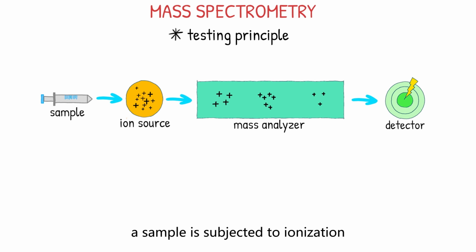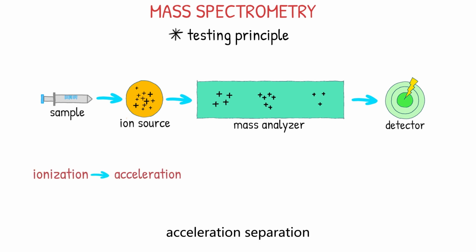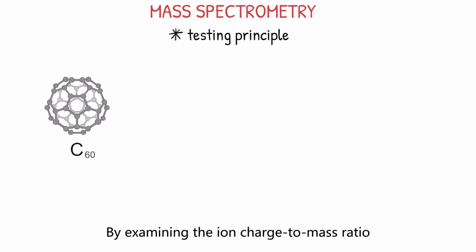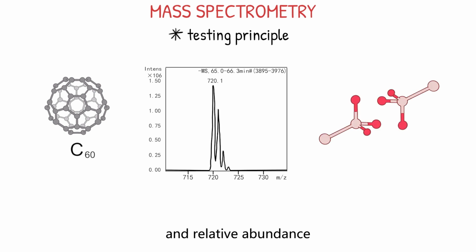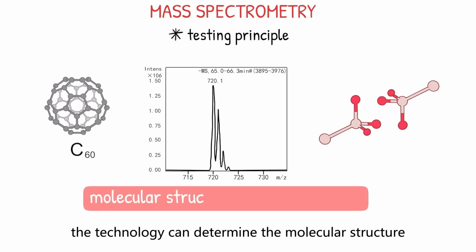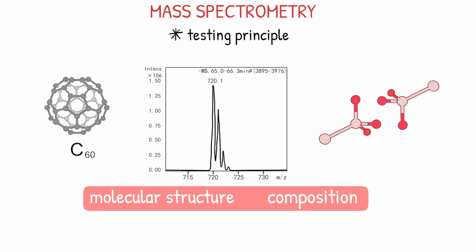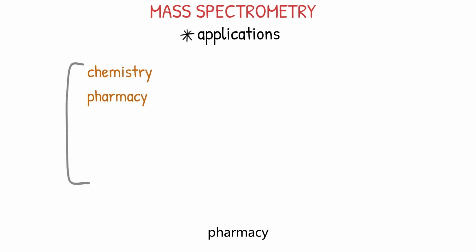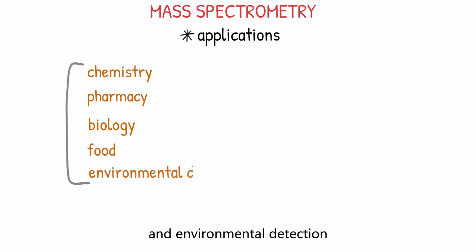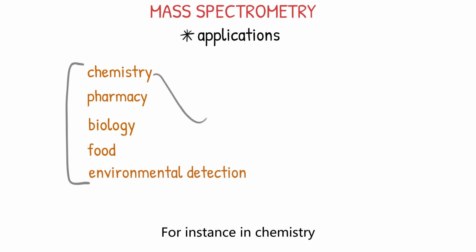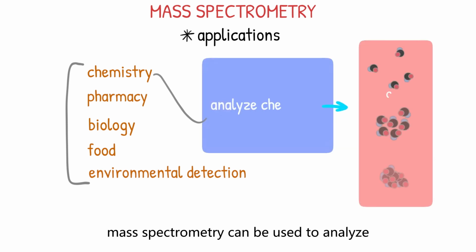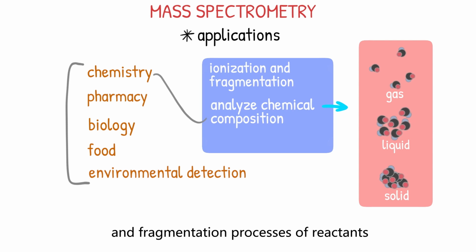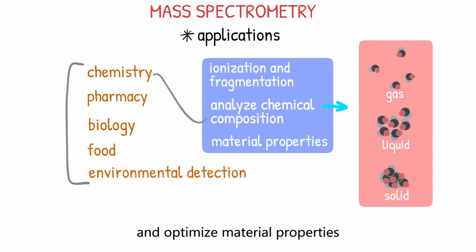In mass spectrometry, a sample is subjected to ionization, acceleration, separation, detection, and data analysis. By examining the ion charge to mass ratio and relative abundance, the technology can determine the molecular structure and composition of the sample. This powerful tool has numerous applications in chemistry, pharmacy, biology, food, and environmental detection. For instance, in chemistry, mass spectrometry can be used to analyze chemical composition, investigate the ionization and fragmentation processes of reactants, and optimize material properties.